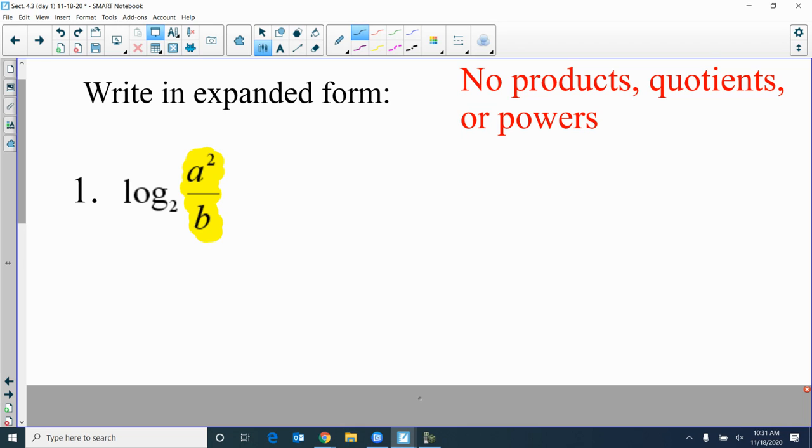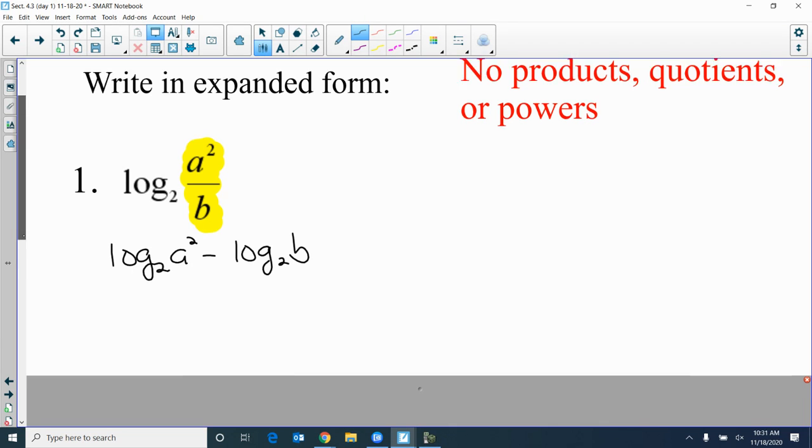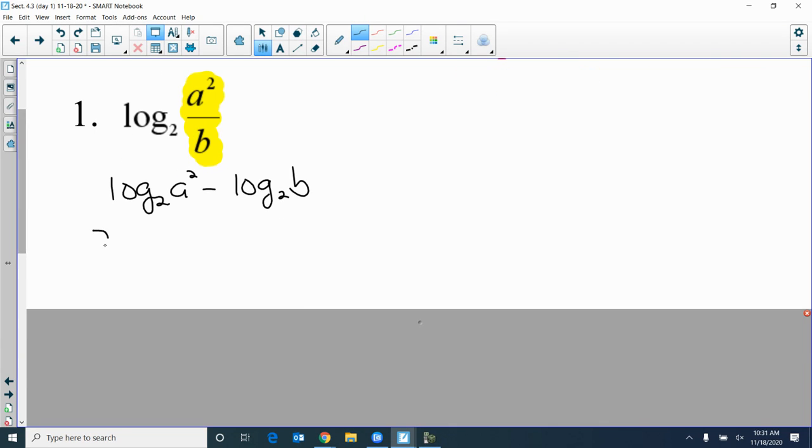Thank you. Okay, so you can't take the log of products, quotients, or powers. So right here, I got a quotient. So make this the log of the numerator minus the log of the denominator. So log base 2 of a squared minus log base 2 of b. Now you've got to take a look at each piece and say, do I need to simplify it further? In this case, you do. You got a power. That power goes out in front.